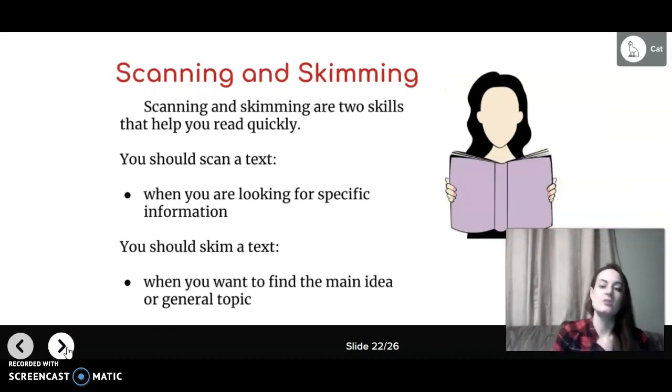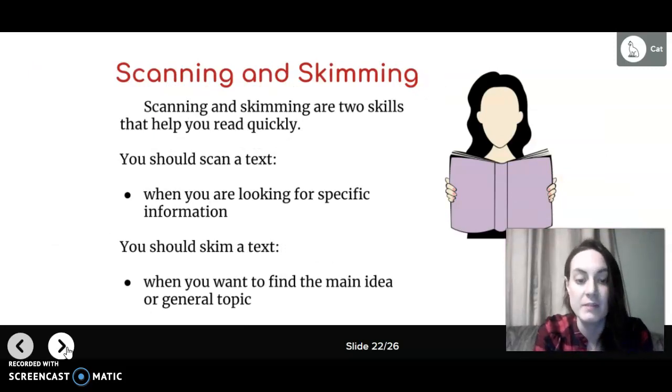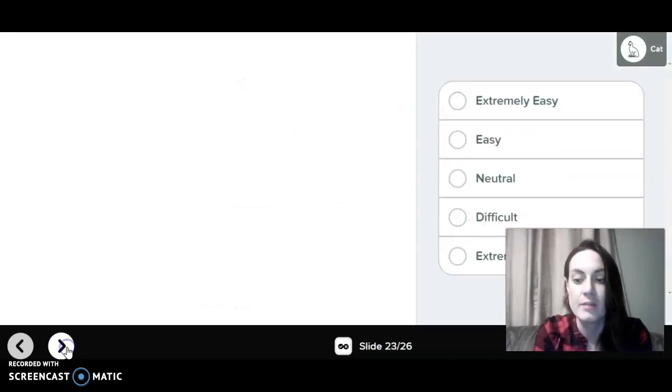Scanning and skimming are two skills that help you read quickly. You should scan a text when you are looking for specific information. You should skim a text when you want to find the main idea or general topic.